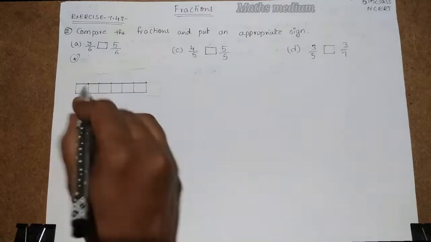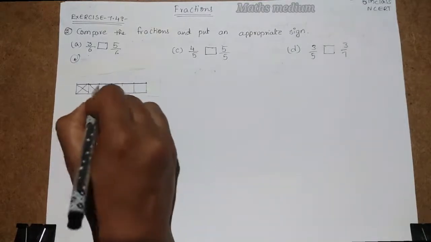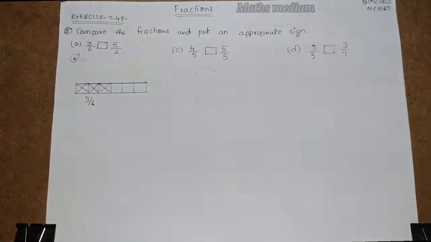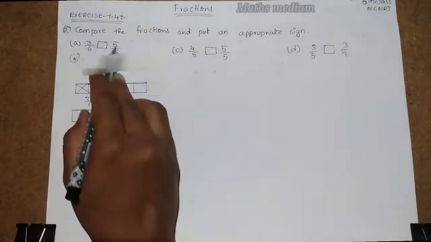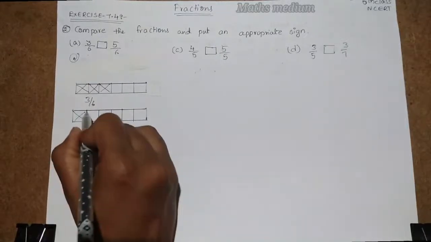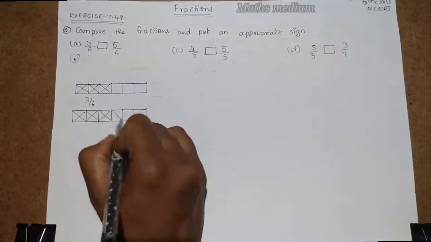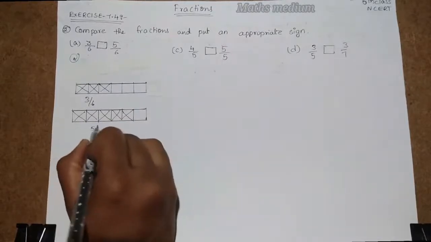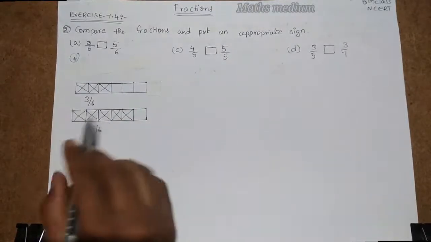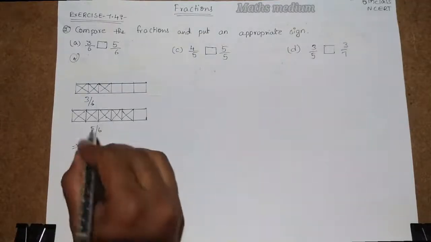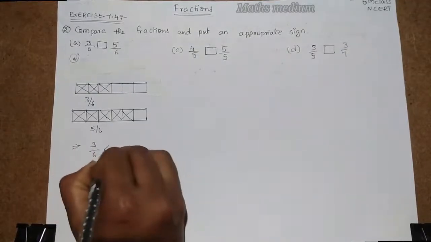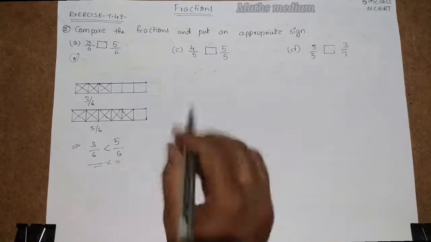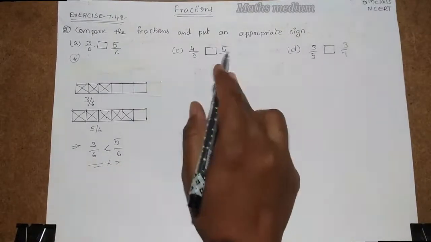And if you observe this, this is 1, 2, 3. This is said to be 3 by 6. Next, similarly, this is also 6. We have 5 by 6 shaded portion. So 1, 2, 3, 4, 5 portions I shaded. So 5 by 6. Similarly here, see here, this is the bigger and this is the smaller one. So 3 by 6 is less than 5 by 6. This is about this. Next, coming to here, 4 by 5 and 5 by 5.